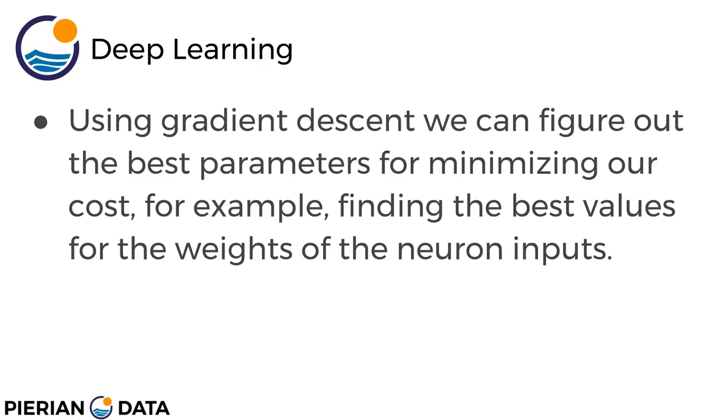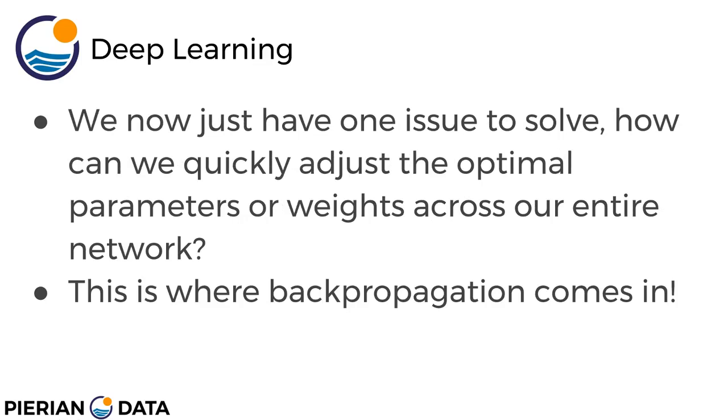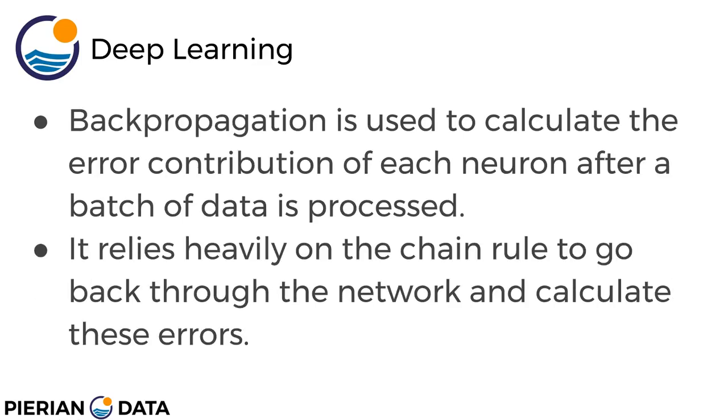And we're going to go a lot more into the mathematics behind gradient descent when we actually go through the math example. So now we just have one issue to solve, and that is how can we quickly adjust the optimal parameters or weights across our entire network. In that one example we just showed a single weight. But what if we want to adjust all the weights for the entire network? And that's where backpropagation comes in.